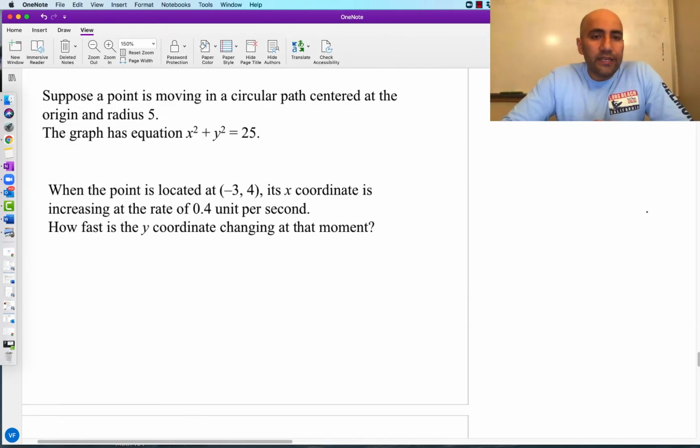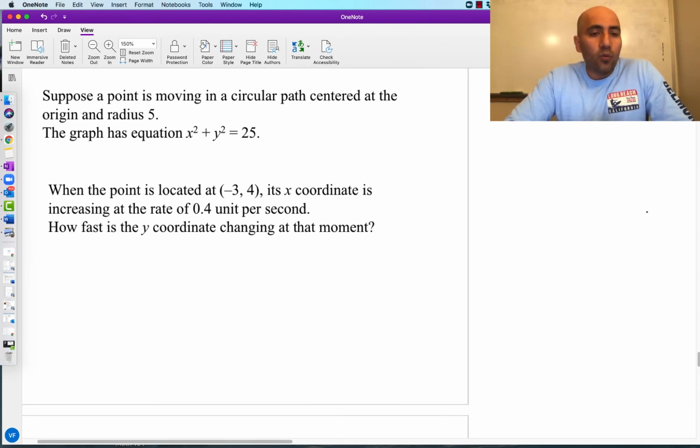Suppose a point is moving in a circular path centered at the origin with radius 5. The graph has the equation x squared plus y squared equals 25. When the point is located at (-3, 4), so that's in quadrant 2 somewhere, its x-coordinate is increasing at a rate of 0.4 units per second.